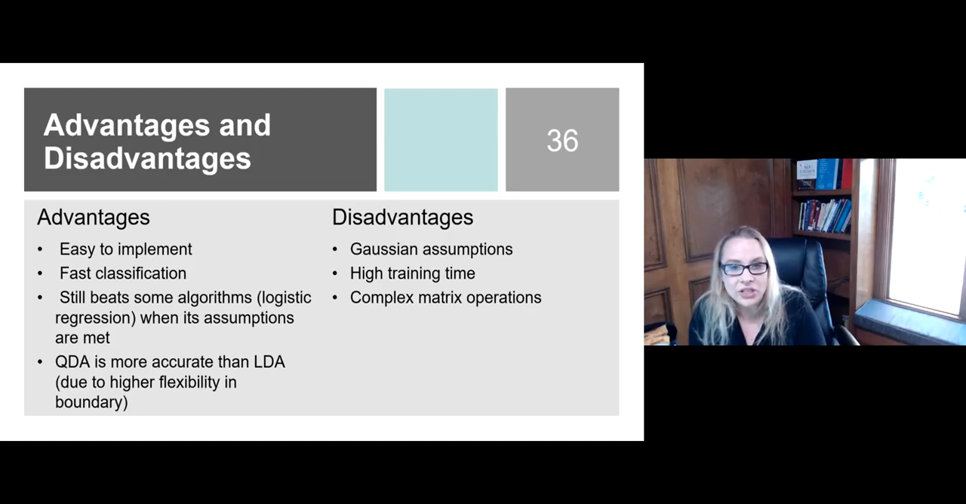Among the disadvantages, you need to abide by the Gaussian assumptions that underlie this algorithm. And you have a high training time, and it does take quite a bit of time to train if you have a very large data set. And it does have complex matrix operations, which is why it takes quite a bit of time to train. So those are the drawbacks, but overall, discriminant analysis is a very effective method to use for classification.